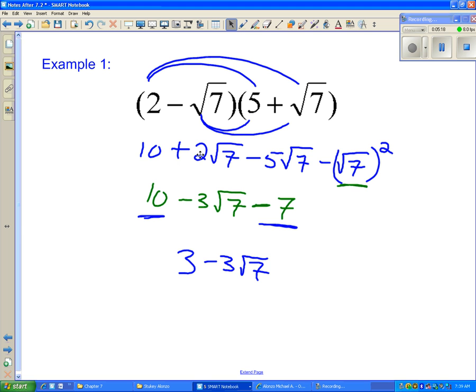This is a little different. Everything we've done before has always dealt with variables, but now the thing that's being carried around is a square root of 7. Is that okay? Yeah, I handle it the same way. Let's try a different example.